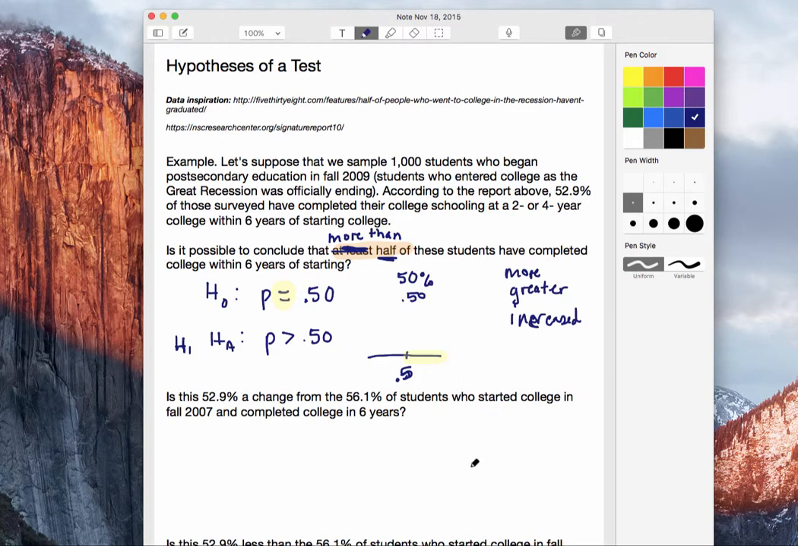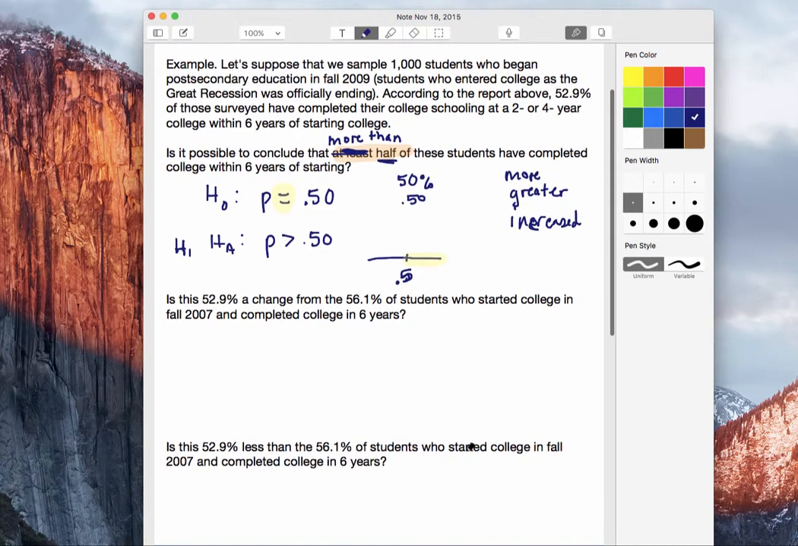So I changed up the wording a little bit for the second example, and I want to say, is this 52.9% a change from the 56.1% of students who started college in fall of 2007 and then completed within 6 years? So we looked back a couple years and said, oh, hey, the graduation rate, the people who are completing college, was 56%. Is this a change from the data we just collected?